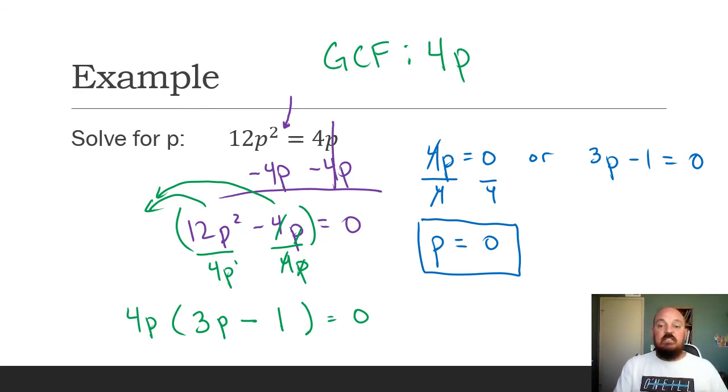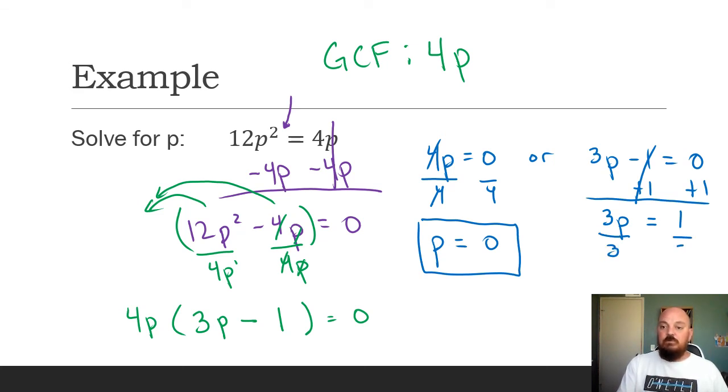Now the second one's actually going to take 2 steps. I have 3p minus 1 equals 0. The first thing I want to get rid of is that minus 1. So I'm going to add 1 to both sides to cancel that out. Now the 1's are gone. The 3p drops down, and 0 plus 1 is 1. Now I'm not finished solving for p yet. I still want to get rid of that 3. So now I'm going to divide both sides by 3 to cancel out that 3. My final answer, let's just leave it as a fraction, 1/3.